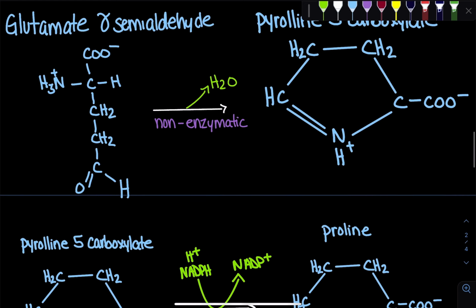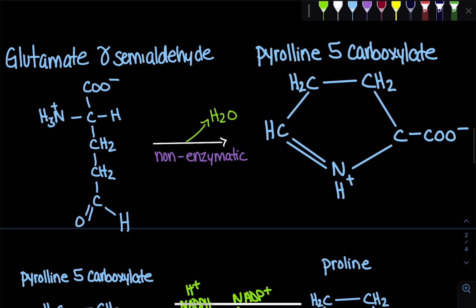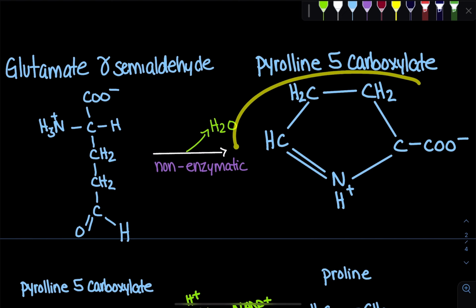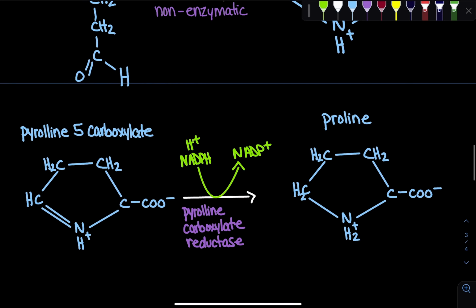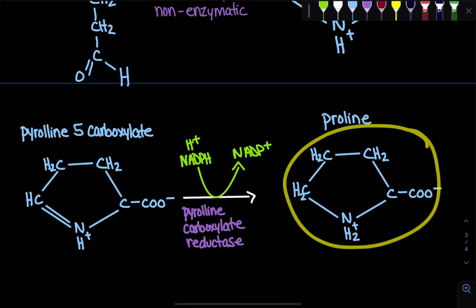So now we have to convert it to proline. Well, the only difference between pyrroline 5 carboxylate and proline is that proline does not have this double bond, so it does not have any conjugation. How can we get rid of a double bond? Well, we can reduce it. How do we reduce it? We use an electron donor, and that's NADPH once again. So we're going to use pyrroline 5-carboxylate reductase, another reductase enzyme, and we are going to reduce this pyrroline 5-carboxylate, and we're going to produce proline.